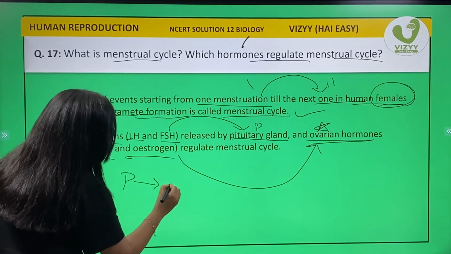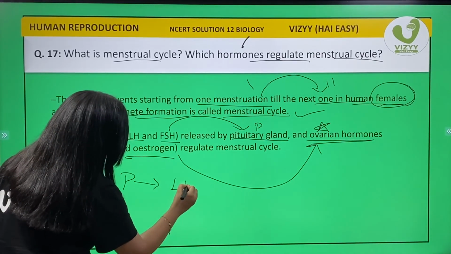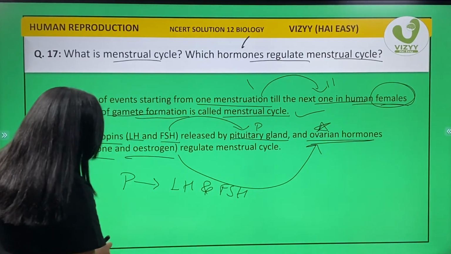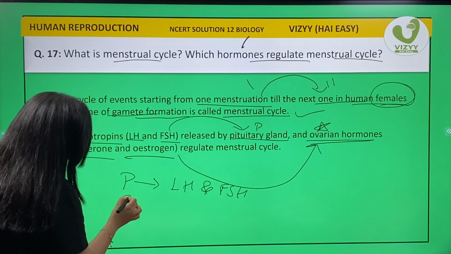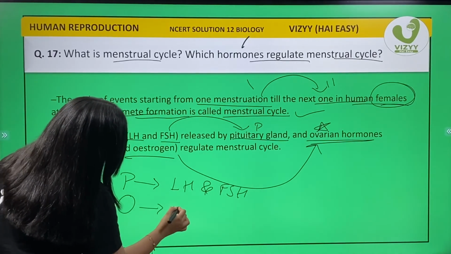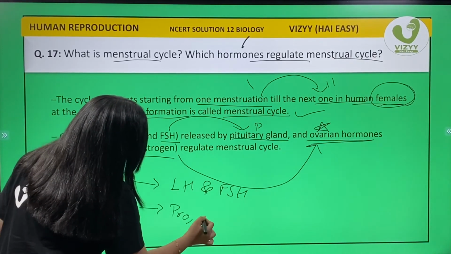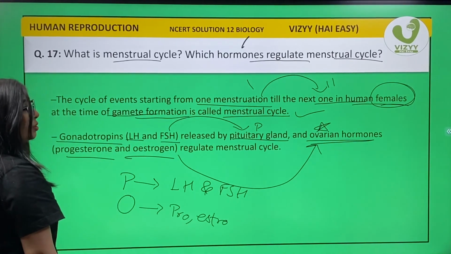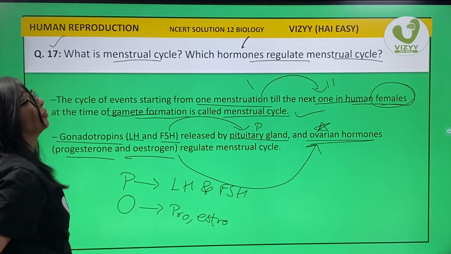Pituitary hormones are LH and FSH, whereas ovarian hormones are progesterone and estrogen. Okay, students, so we are done with question number 17.